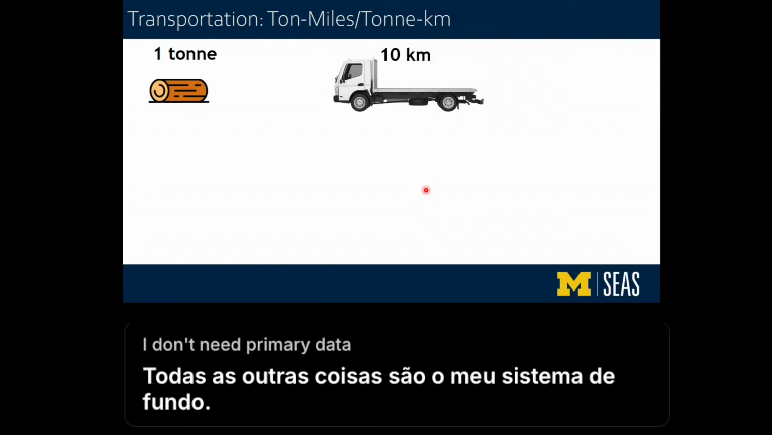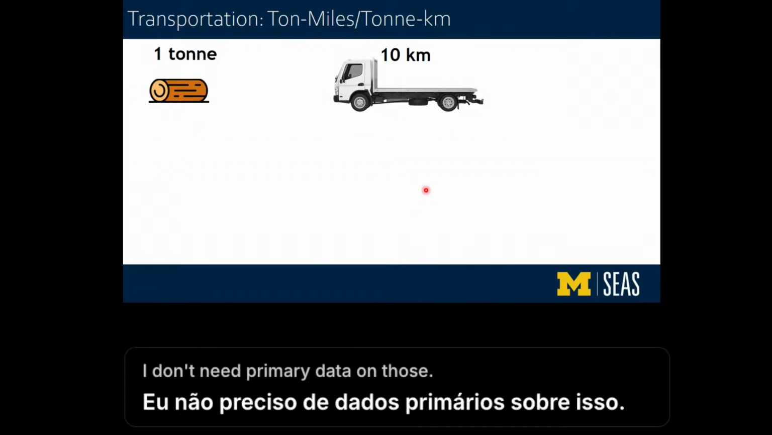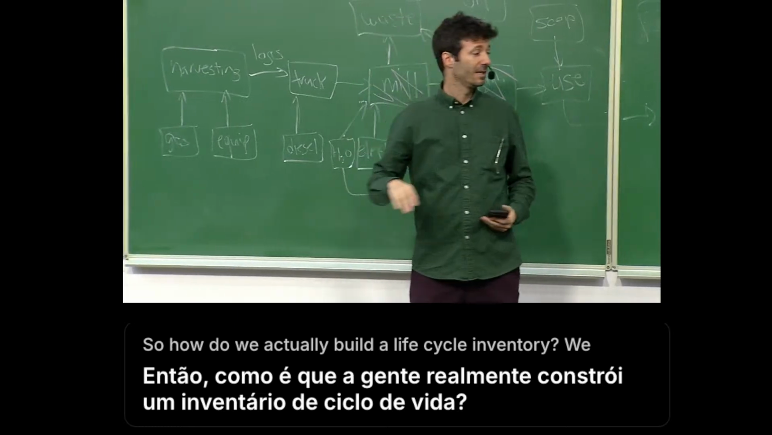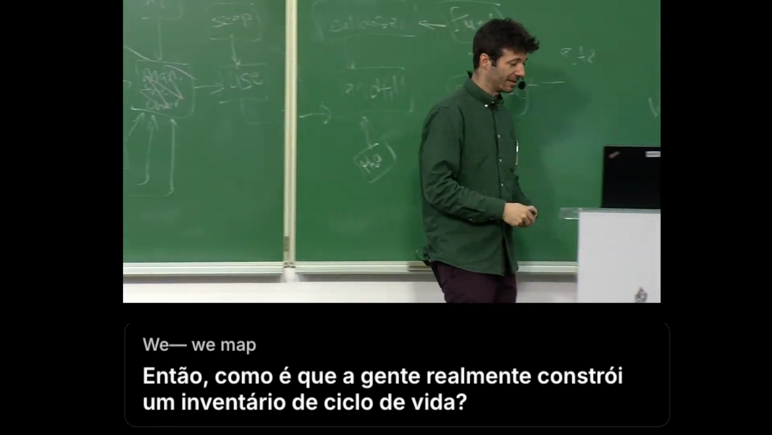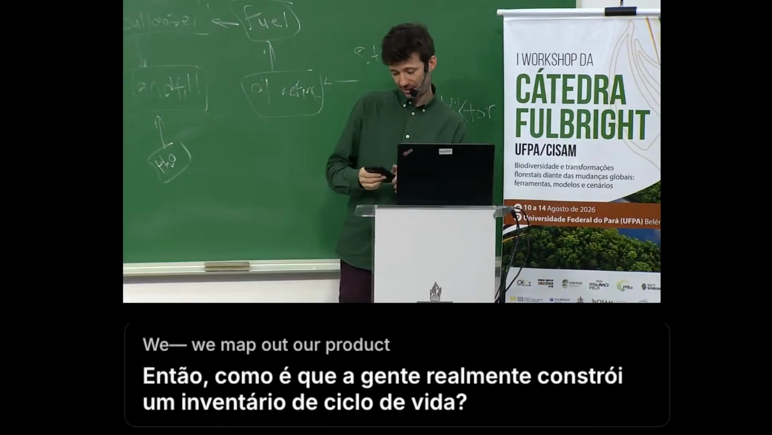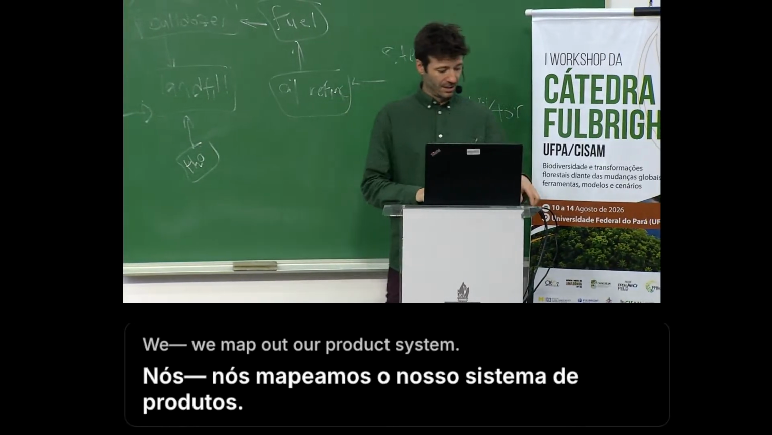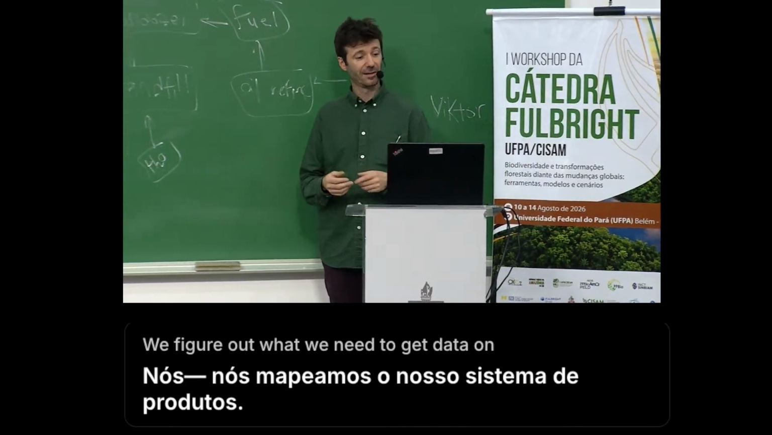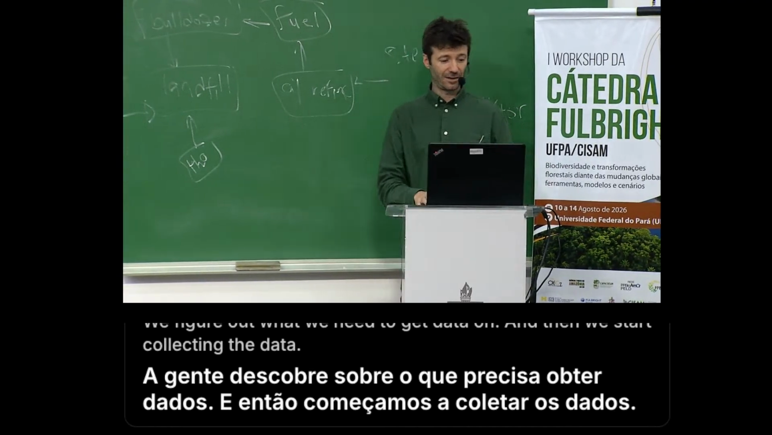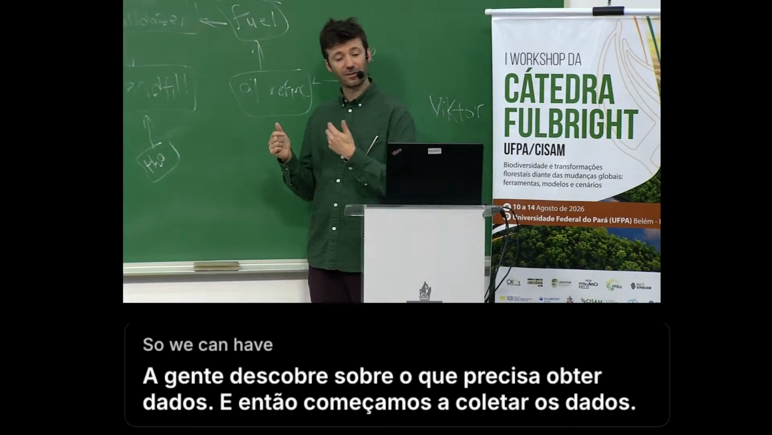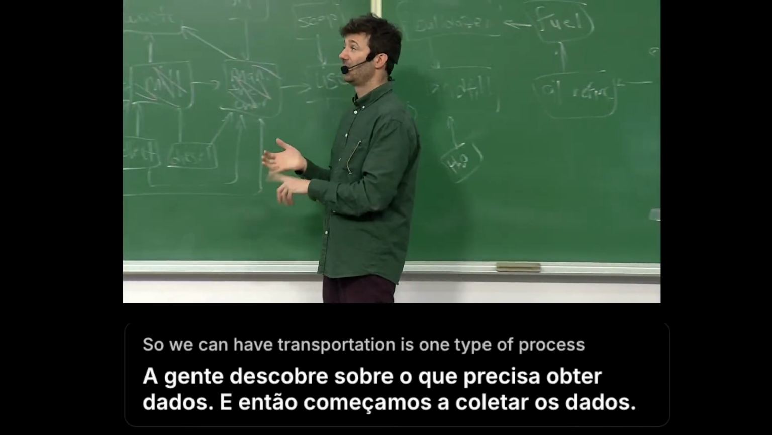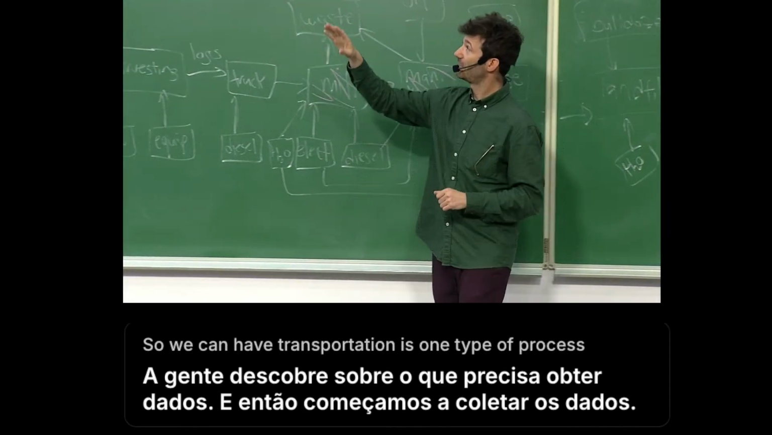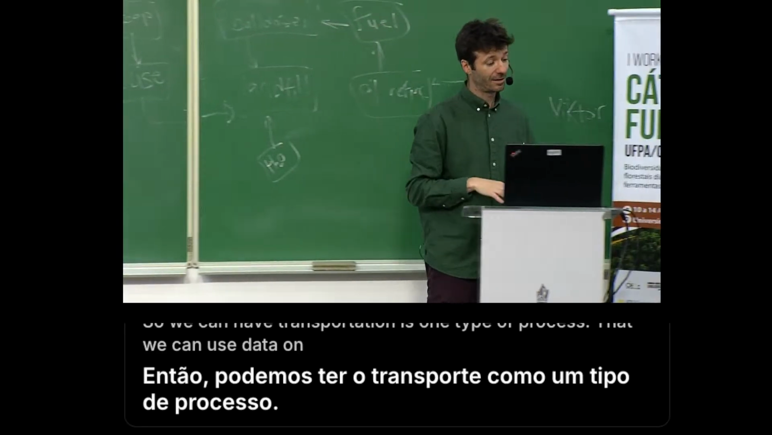So how do we actually build a life cycle inventory? We map out our product system. We figure out what we need to get data on, and then we start collecting the data. Transportation is one type of process that we can use data on. And how do we actually measure transportation? It is what we call a ton mile or a ton kilometer.